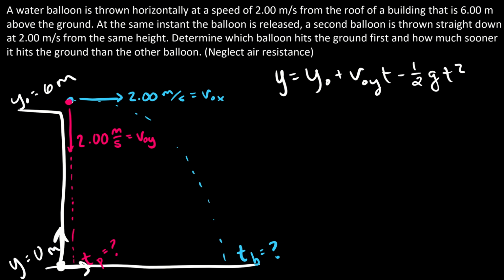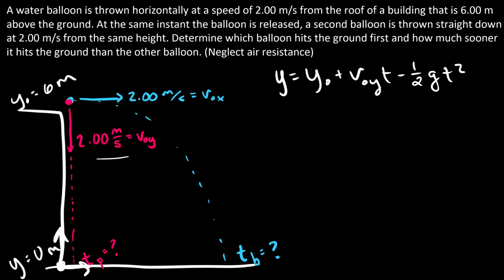So just by looking at the problem and reading the problem, we will understand that the red balloon here is going to hit the ground first. The blue balloon does not have any initial velocity in the y direction, and the red balloon has a velocity towards the ground to begin with. So we're going to predict that it hits the ground first, but we do need to go through the calculations to determine what that time difference is.